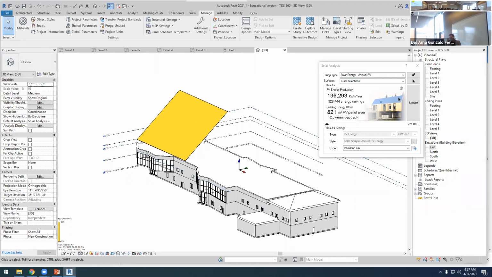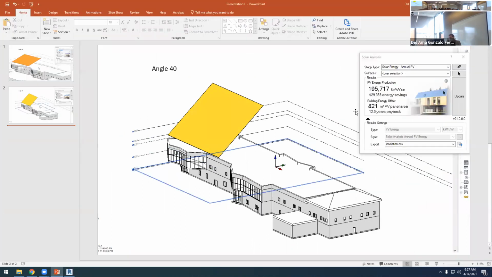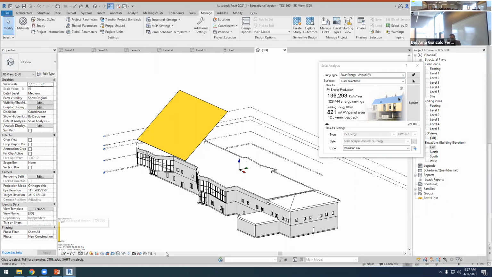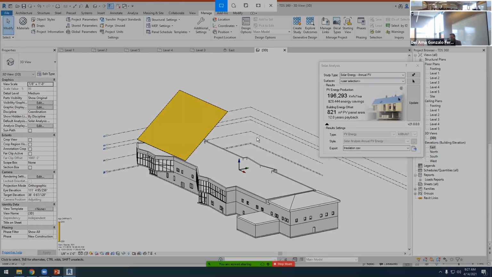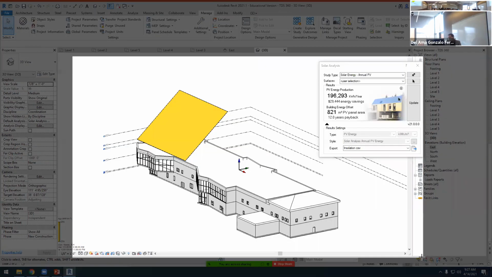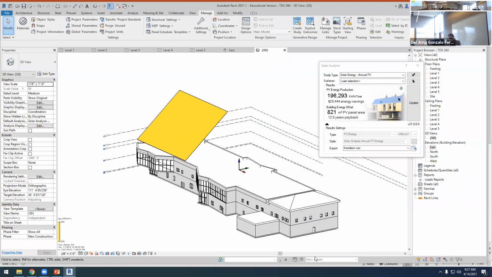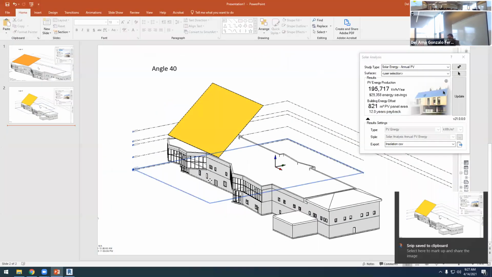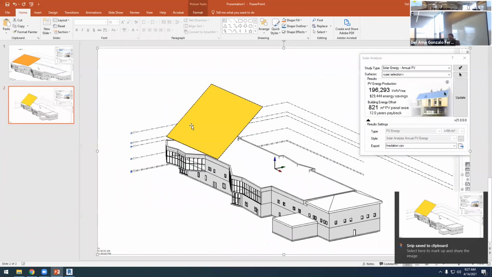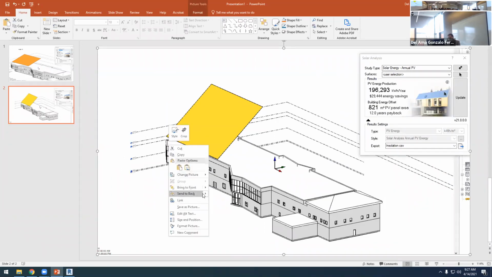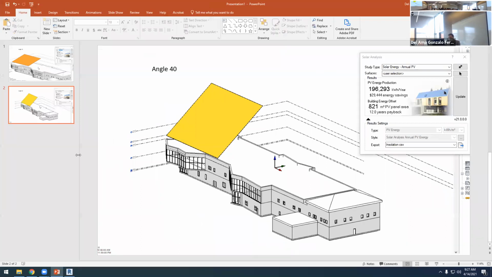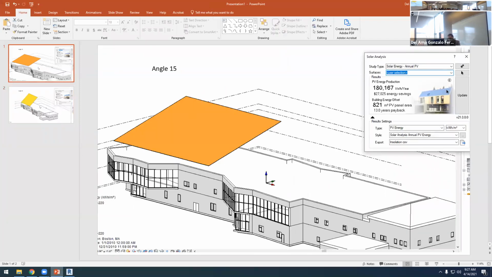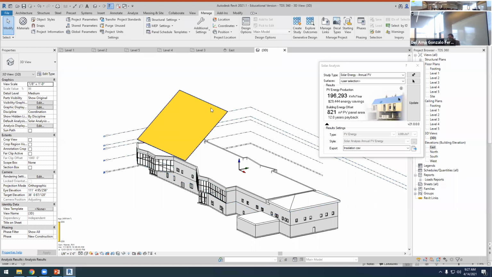Okay, this is 196, and this one was 195. Yeah, it depends on the location, it depends on the latitude. So let's use Keene instead of Boston. This one, I'm using that one. And for this one, we're going to use Keene as well.